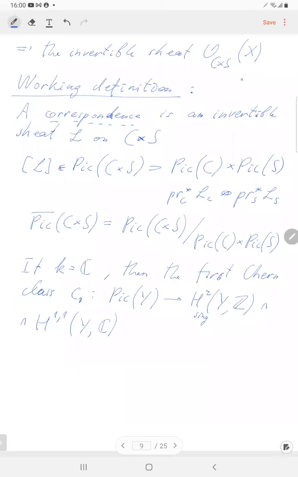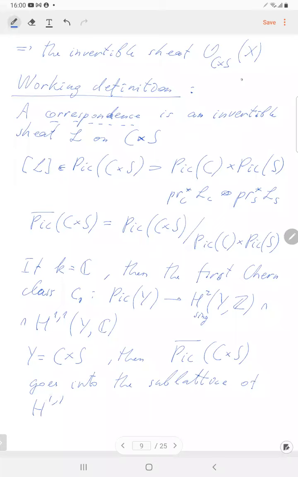Okay, and so when Y is the product of these two curves, the surface that splits into the product, then this quotient of the Pic goes into the subspace or sublattice of this cohomology where a certain bilinear form is positive definite. And that's very important. That's what we'll use.